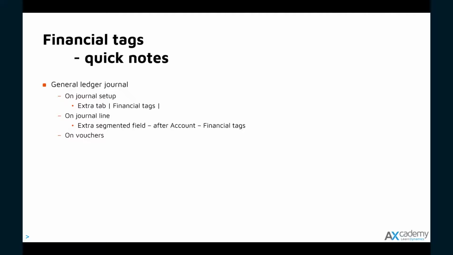Now, speeding up a little bit, so now all the bullets at once. In here, a little bit of tax. I mentioned to you in the journal setup, once you have selected journal name, you got the journal in there, and before you add some lines on the journal setup, we have an extra tab now called the financial tax, where you could predefine some values, like with financial dimensions, basically. On the journal line, we have an extra segmented field after the account. We got the financial tax in there, and then on the vouchers, obviously, too.